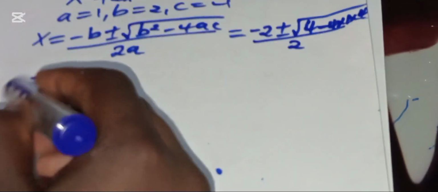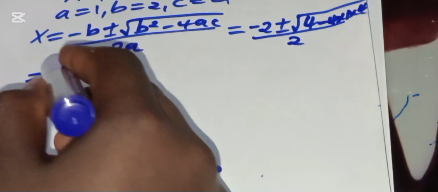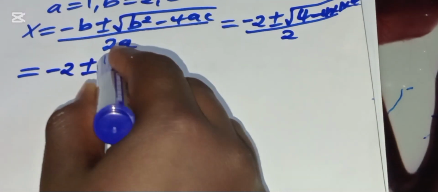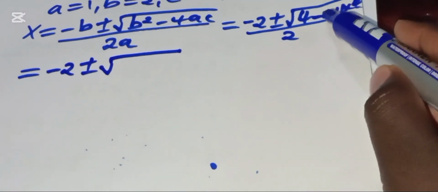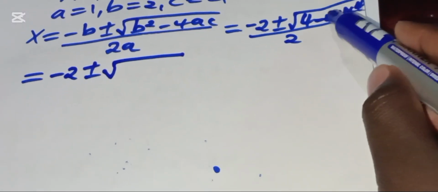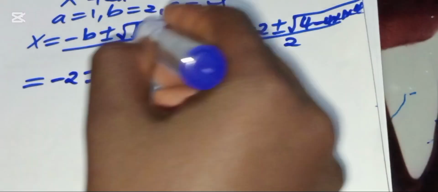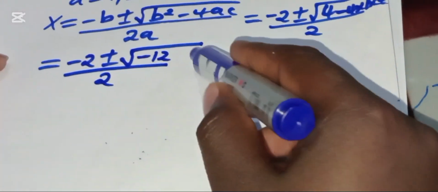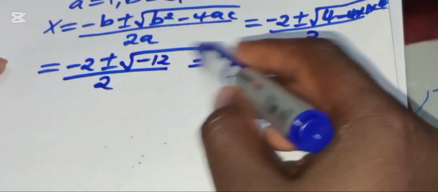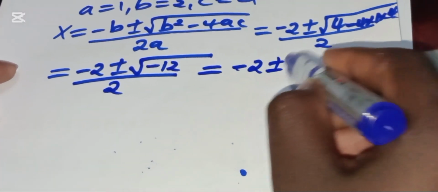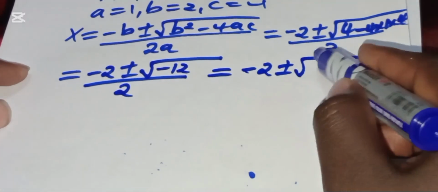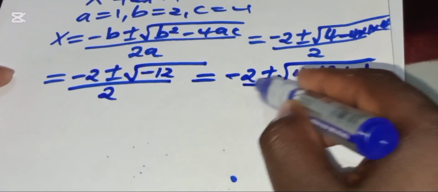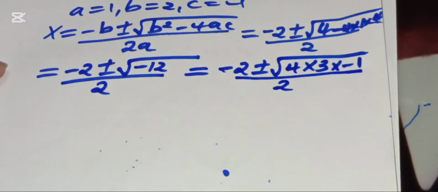So from what we have here, that is negative 2 plus or minus the square root of, now this is 4, subtract 4 times 4, which is 16. 4 subtract 16 is negative 12, divided by 2, okay? So this is equal to negative 2 plus or minus, negative 12 can be expressed as 4 times 3 times negative 1, divide everything by 2, okay?